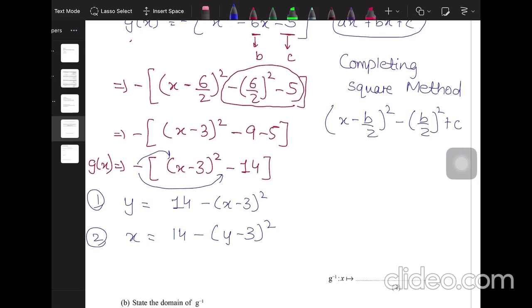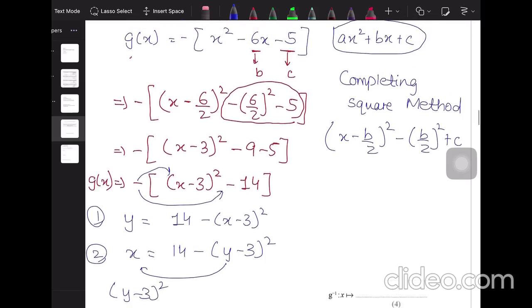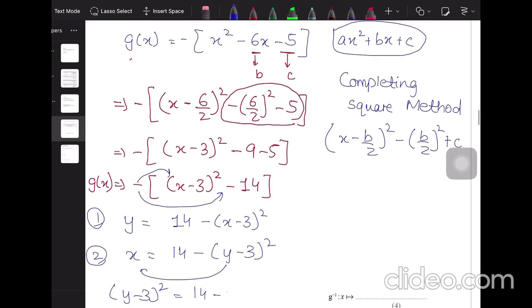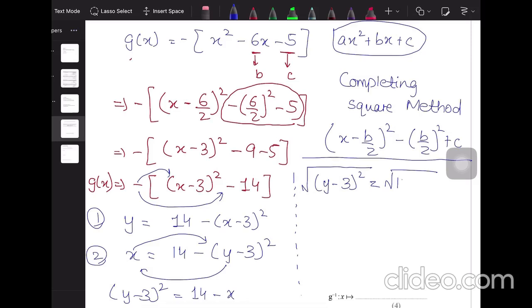If I want to make y the subject, I take this to the other side. It becomes (y - 3)² = 14 - x. I'm taking x on this side so that y becomes positive. Now let's continue. In order to remove the square, I'm going to take the square root on both sides. It becomes y - 3, because the square got cancelled, equals the square root of 14 minus x, or simply y equals the square root of 14 minus x plus 3.